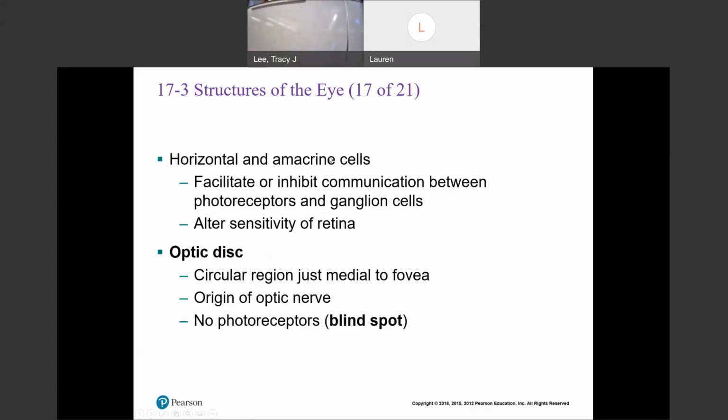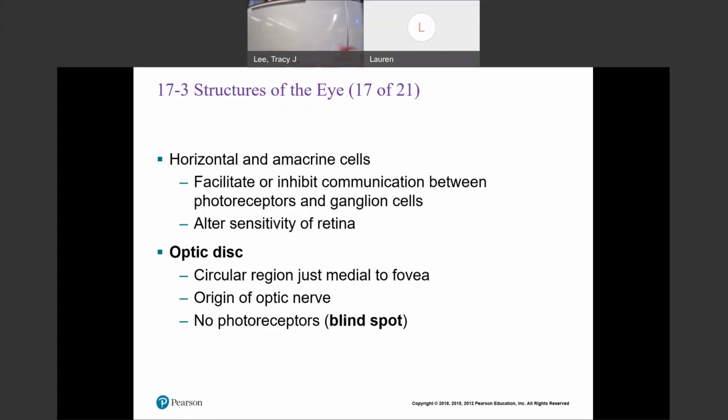All right, so basically you're seeing a quick synopsis of what they do. Our horizontal and amacrine cells do communication between photoreceptors and ganglion cells. The big thing to know about these guys is they alter the sensitivity of the retina, which is important because if we're in a really bright outside setting and the light's almost blindingly bright, these guys have the ability to tone it down and make your retina less sensitive to light.